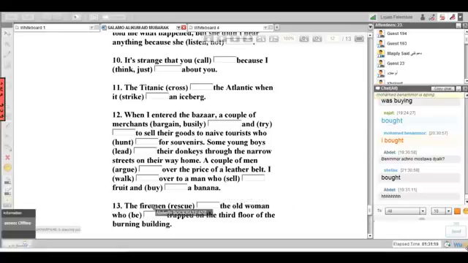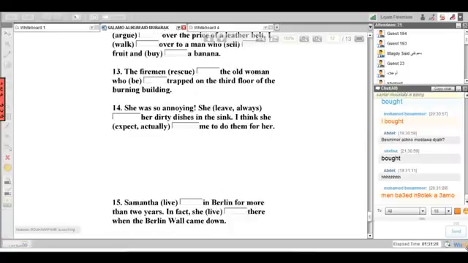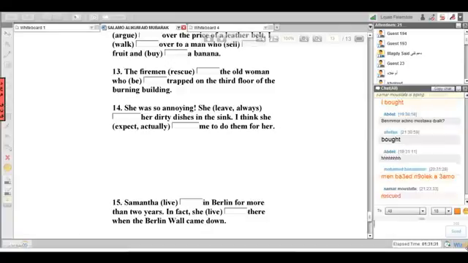Yeah, Shifa, always, yes, I accept it. But here it is used for the simple past, not the simple present. Abdel, past of leave is left.